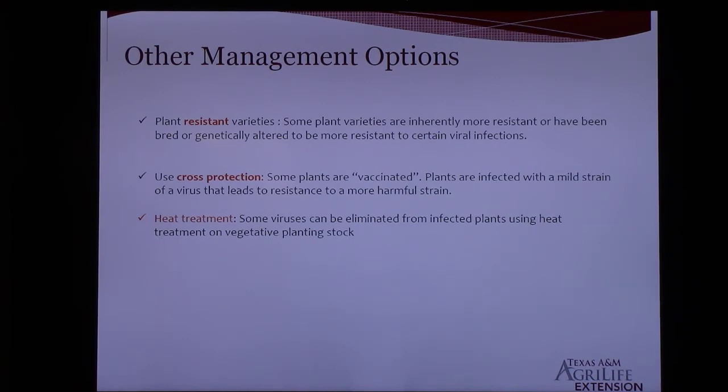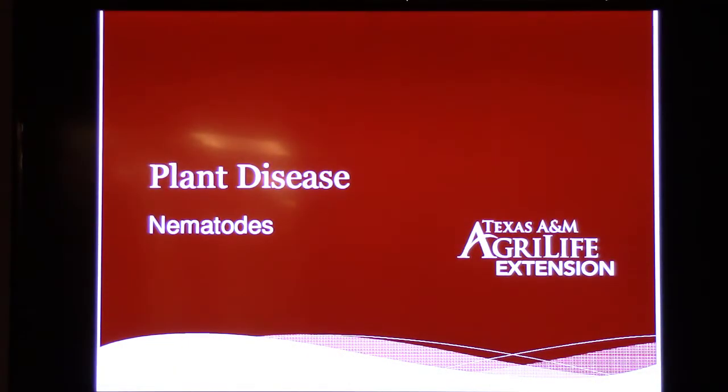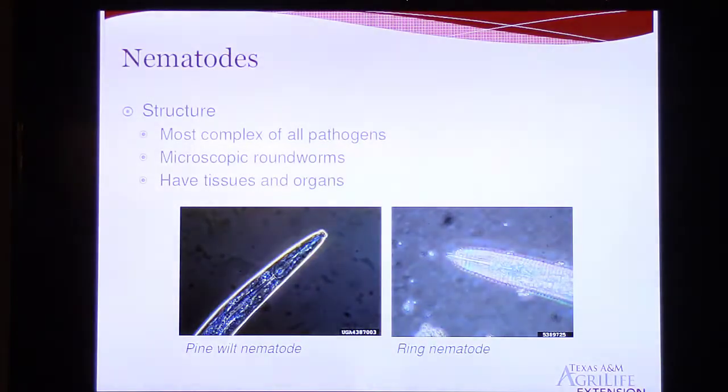And then heat treatment. Some viruses can be eliminated from infected plants by using heat treatment on the vegetative planting stock. So early in the process, they might heat the seed, or they might heat some of that vegetative material they're using to grow those plants, in order to kill any potential viruses that might be there. All right, we're going to do nematodes, and then we're going to take a break.